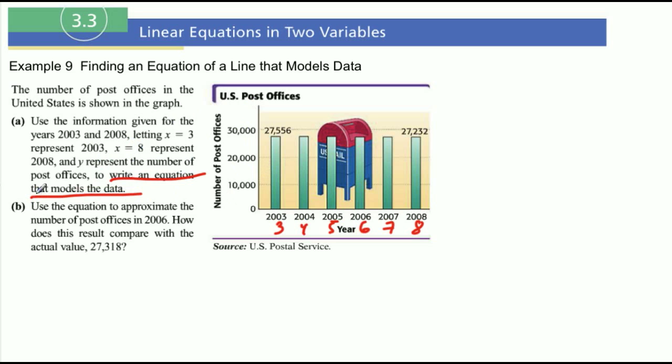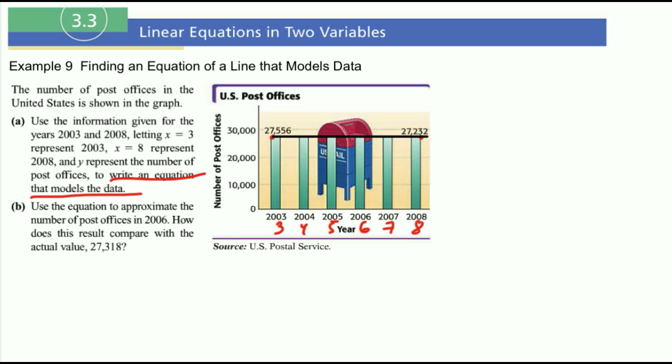Can we create some kind of line where we have one point right here? Because this is the point 3, 27,555, so that's one point right there. And this is the point 8, 27,023.2, so that's another point right there. I can go ahead and connect those two points, and that's going to give me some kind of a line. It kind of looks like it's going to match exactly, but some of these little bars may be slightly below, so we'll see what happens here.